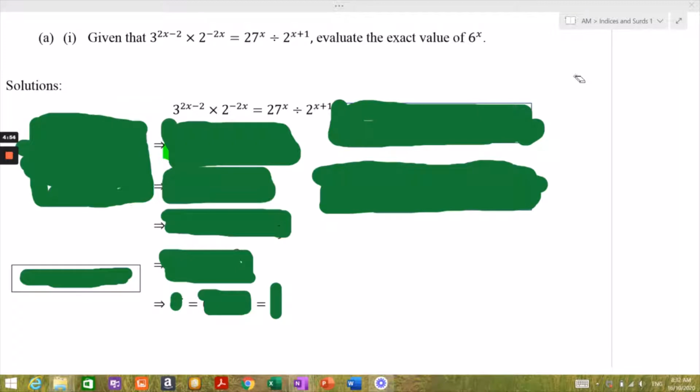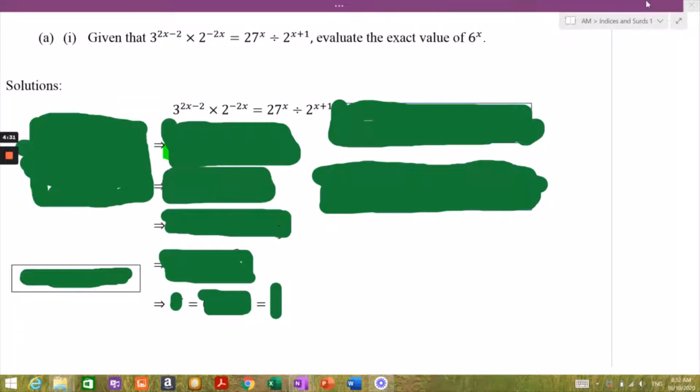This video focuses on dealing with questions that involve surds and indices. There are two parts to the question, so let's get down to them. In part 1, we are dealing with an equation involving 3 power of something times 2 power of something equals 27 power of something and 2 power of something. Here your job is not to solve for x, but instead to evaluate the value of 6 power of x.